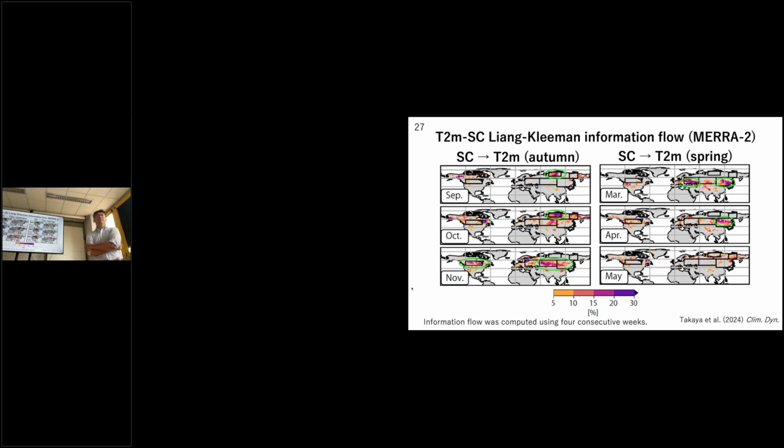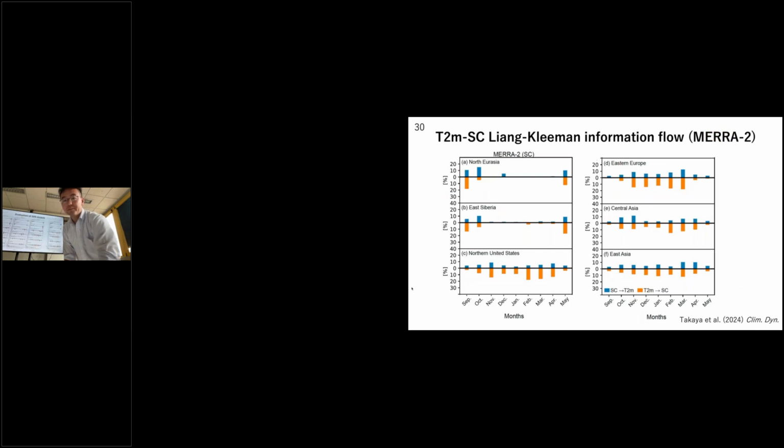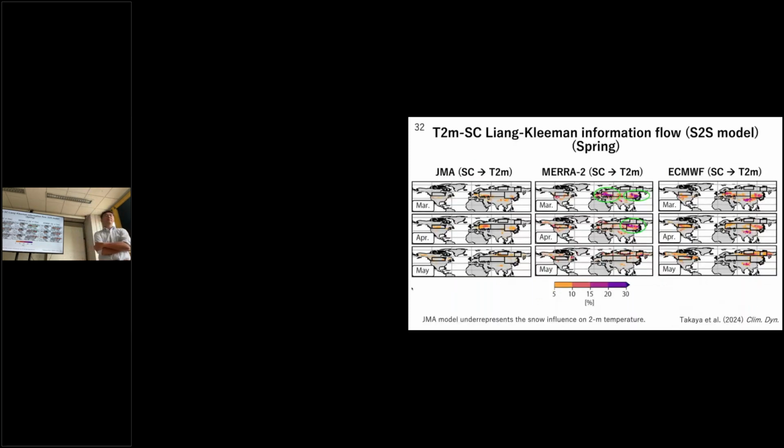Yuhei, I have a question. You showed that the ECMWF model was better than JMA in capturing the snow cover effects on temperature. And you also mentioned that you are working on fixing this. So, what were the reasons? Did your colleague change something related to initialization or the model? Yes.